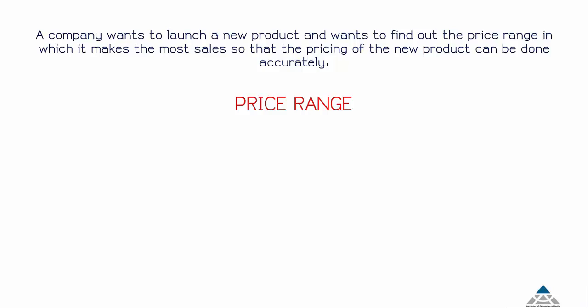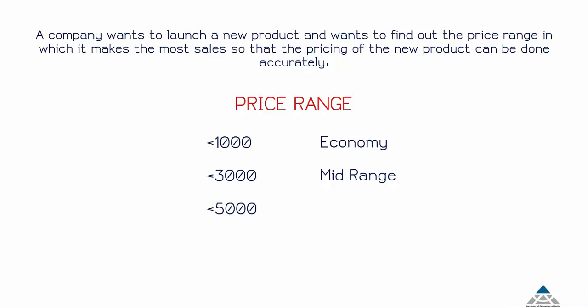The price ranges are defined in this manner. If price is less than 1000, then the product is economy. If it is less than 3000, then we write mid-range. Less than 5000, then high range. And finally, for prices greater than 5000, the price range is premium.